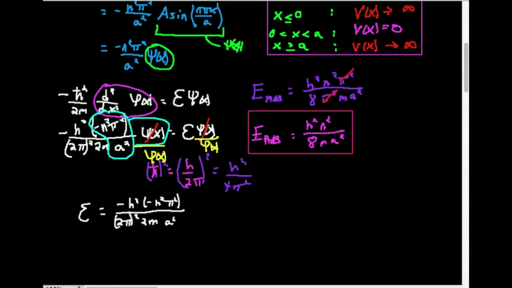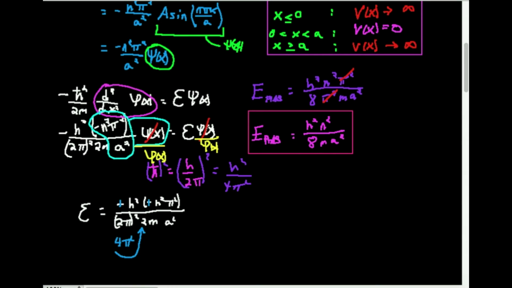And we actually get this up here. Notice that the two minus signs cancel, so it becomes positive, which is what we expect. We get h squared n squared pi squared over, if I square the quantity 2 pi, this is 4 pi squared. So this is 4 times the 2 right there becomes 8 pi squared m a squared. The pi squared is on both sides, so it cancels, and you are left with the energy of a particle in a one-dimensional box. It is h squared n squared over 8ma squared.